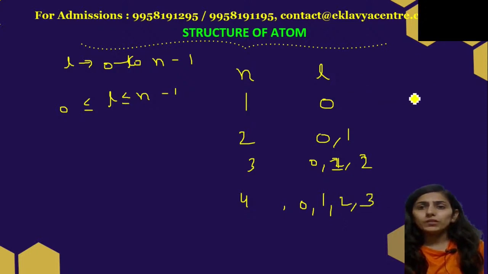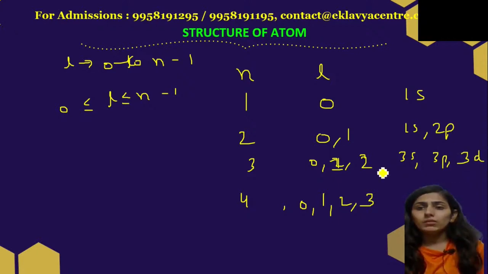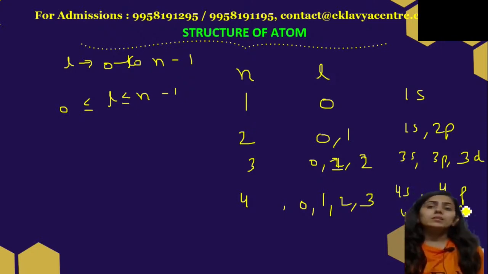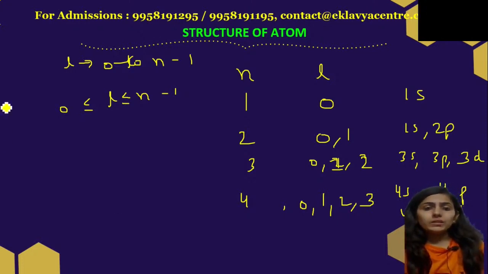L is 0, we have 1s. For L is 1, 2p. 3s, 3p, 3d. Similarly, 4, 0 means 4s; 4, 1 is 4p; 4, 2 is 4d; 4, 3 is 4f. This is how we have to determine the subshells, right, beta? And we can also find the number of subshells.